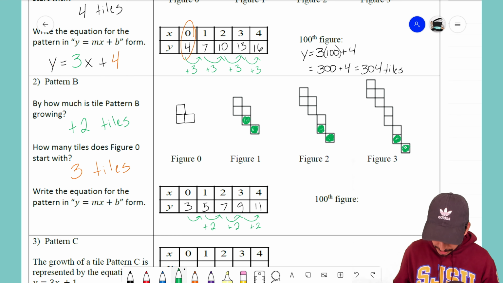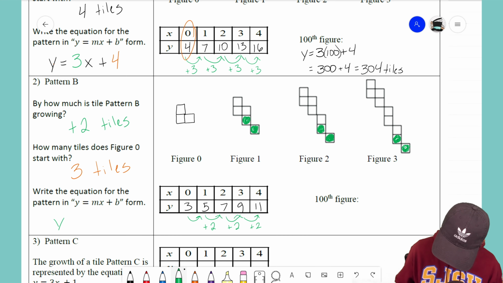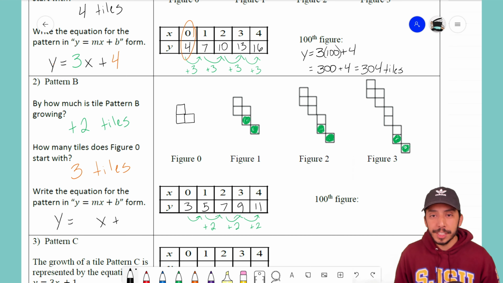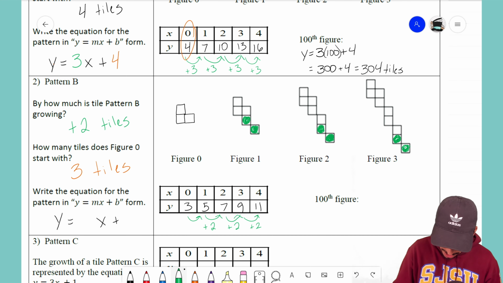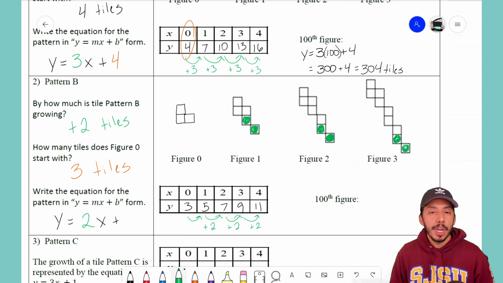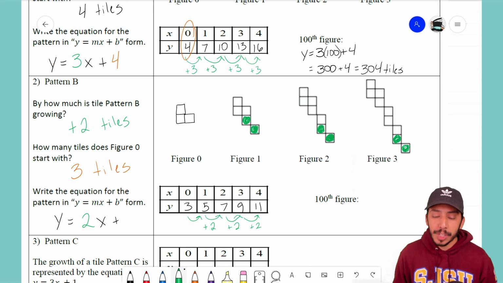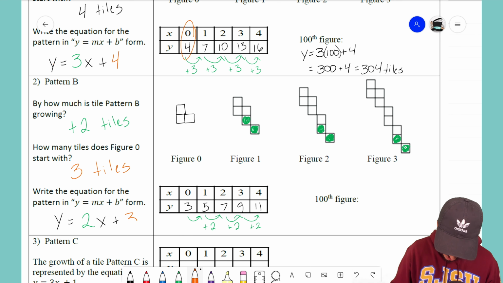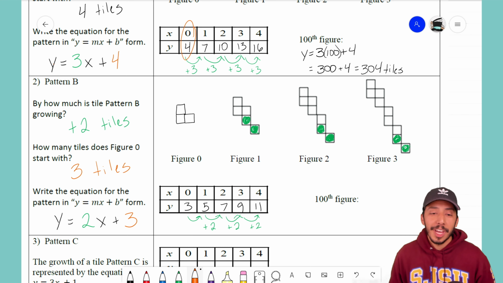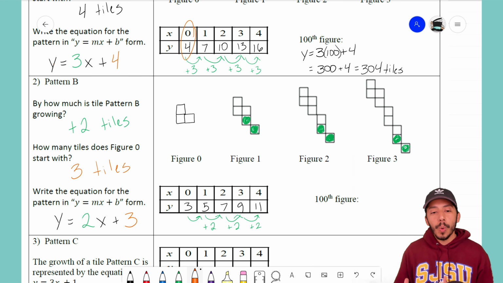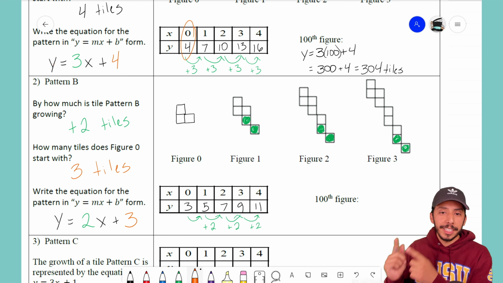I think that's enough information for us to determine the equation for this pattern written in y equals mx plus b form. Well, the growth here is 2 tiles, so we're going to change m to be a positive 2. So we have y equals 2x plus how many tiles we start off with in figure 0? We started off with 3 tiles. So there is our linear equation, y equals 2x plus 3, that represents this tile pattern here.